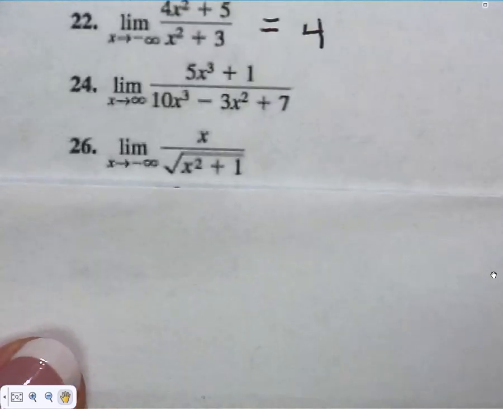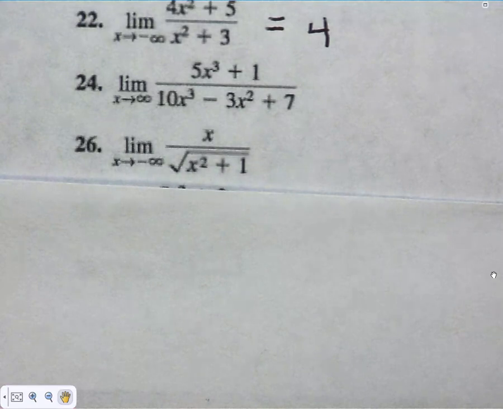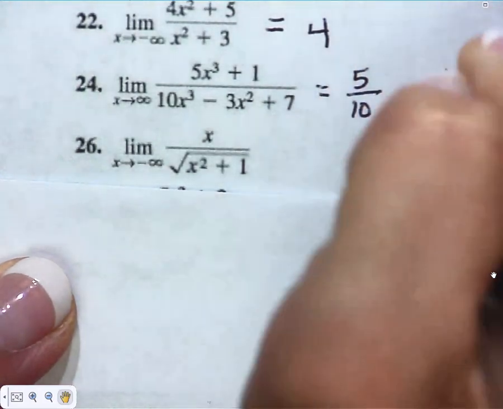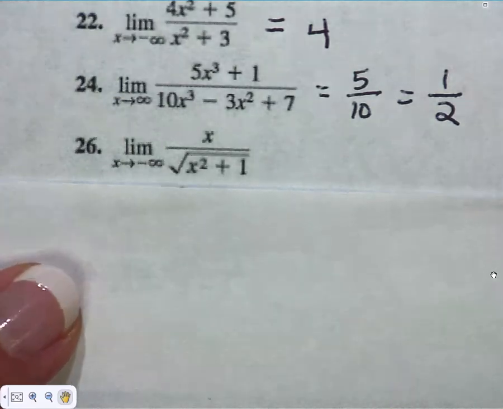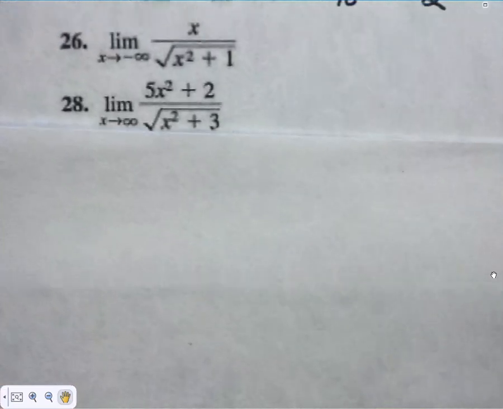All right, talk about the next two for a minute. We get to some good stuff on number 26. Yeah, 24 is so easy, just tell me the answer. The degree of the numerator is the same as the degree of the denominator. So the limit as x goes to infinity is the ratio of the leading coefficients, which reduces to a half. All right, now think about 26 and 28 for a minute.